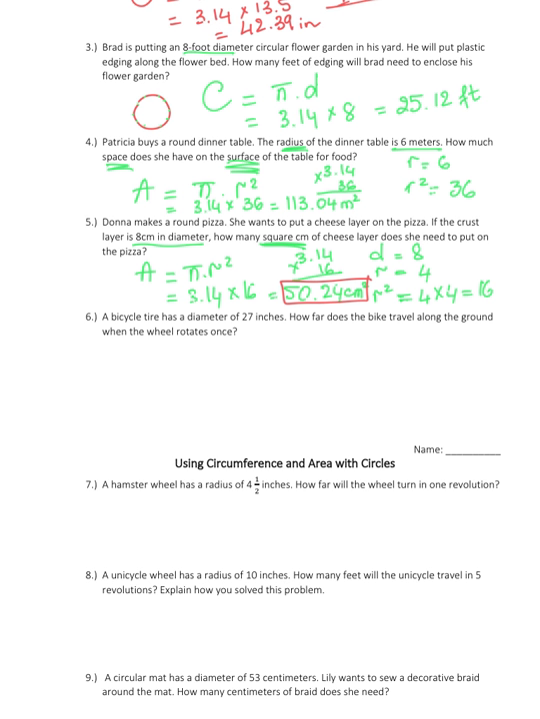Number 6, a bicycle has the diameter of 27. How far does the bike travel along the ground when the wheel rotates 1? So when the wheel rotates 1, it will become 1 circumference.